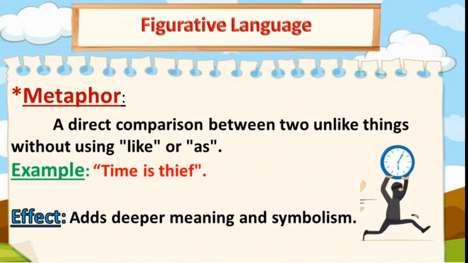The example is: time is a thief. The meaning of this example is, as we know, time takes away things from us just like a thief. So the comparison of time and thief is done in this. So two unlike things are compared but without using like or as. This metaphor adds a deeper meaning to the poem and also symbolizes things.